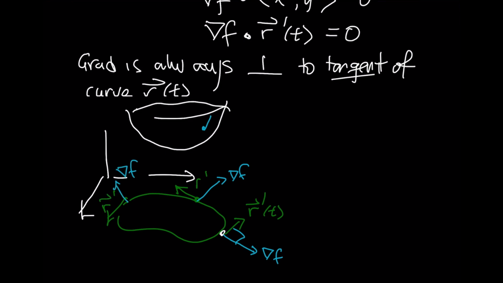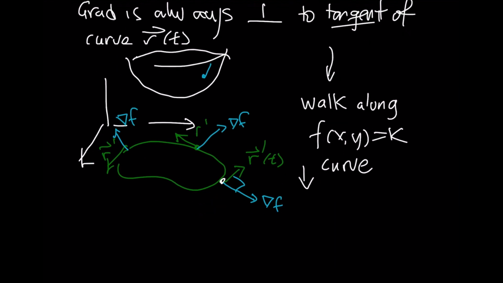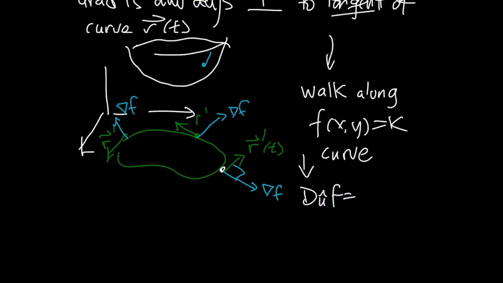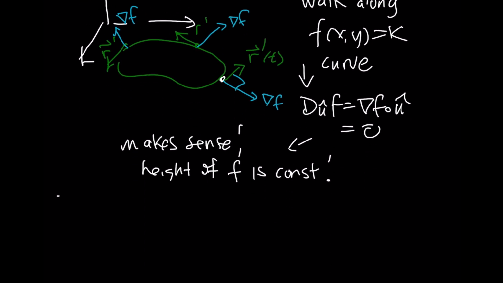Another way of interpreting this is if you walk along f of x, y equals k, if you walk along that curve, the directional derivative, which is given by this, is going to be 0. And that makes sense. No change in height, because the height of f is constant. So this is an interesting fact that we're going to leverage throughout this section here. Now back to our example.